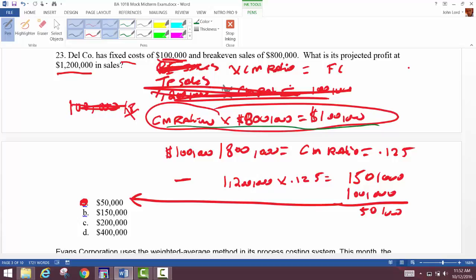Yeah. Okay, so that's why I'm saying that if I take the 1,200,000, which they told me, since they're trying to get the profit for those sales, times the contribution margin ratio, 0.125, I end up with what? 150,000. Subtract the fixed cost, then 100,000 goes towards fixed costs, and there's 50,000 left to go towards profit, right? Yeah.